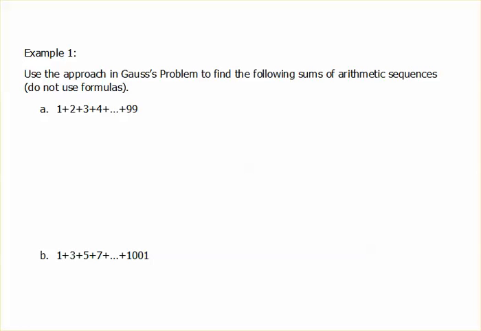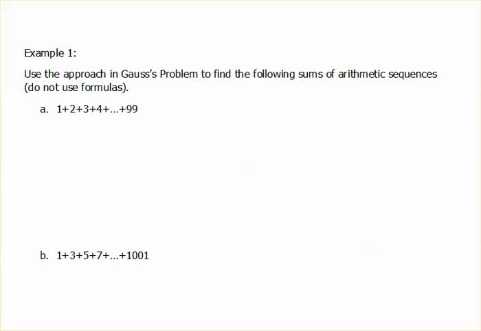It says use the approach in Gauss's problem to find the following sums of arithmetic sequences. Okay, so first of all, you have to know what an arithmetic sequence is before you can even begin this problem. And you should be familiar with the term. You saw it in college algebra or pre-calculus, or algebra 2 if you were in high school. But you may not remember what they are, so let's go back over that and make sure that you understand.